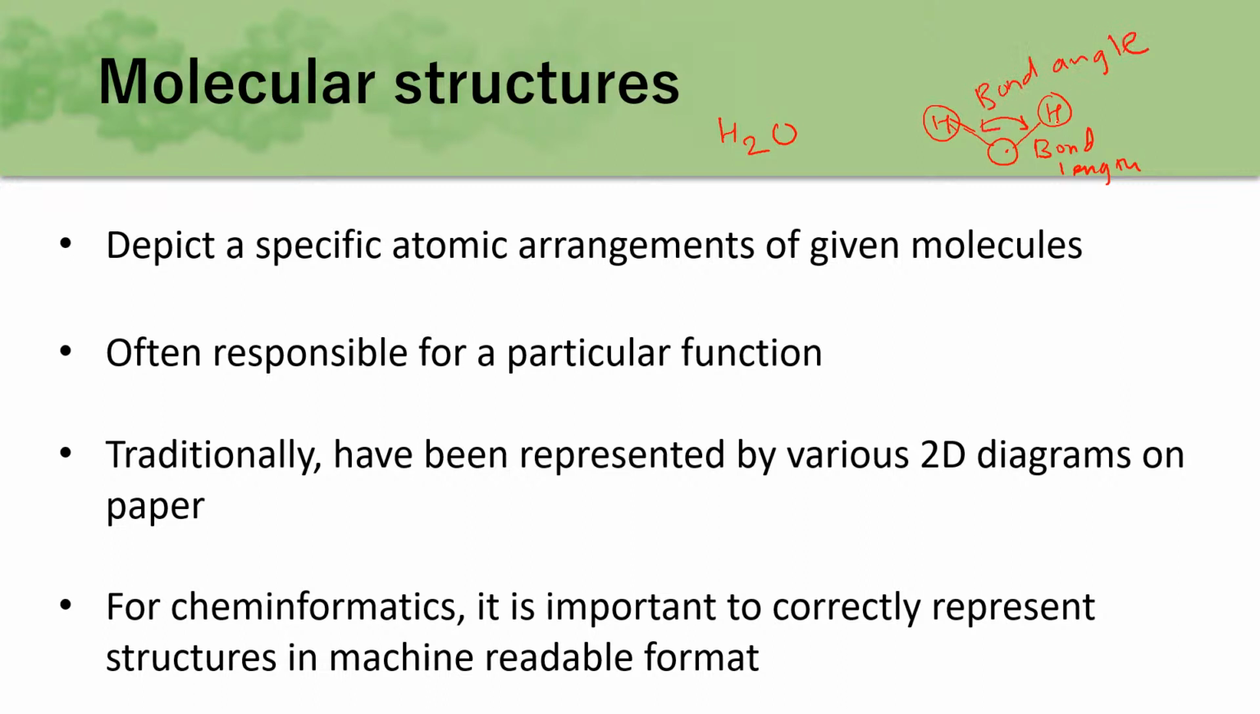So to define the molecular structure of water, we need 3 things: the definition of all the atoms involved, the bond lengths between every pair of connected atoms, and third, the bond angle between every pair of consecutive bonds. So these 3 things can help us draw the structure.